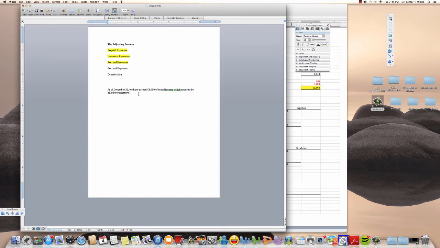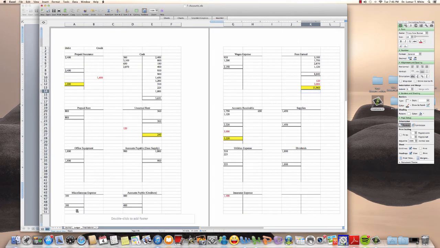So I'm going to make up another scenario here. Let's say that as of December 31st, we have incurred, let's say, rental expense of $10,000. This does not talk about us paying it. It just says that we incurred it as of December 31st. I need to record that in my records.